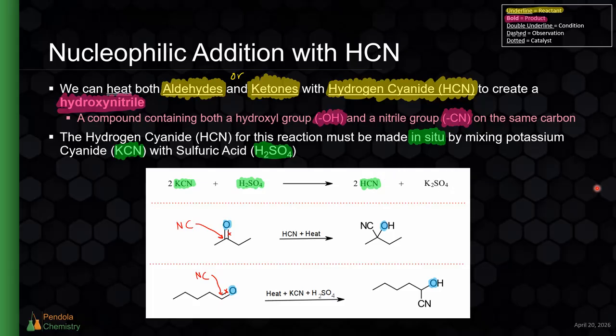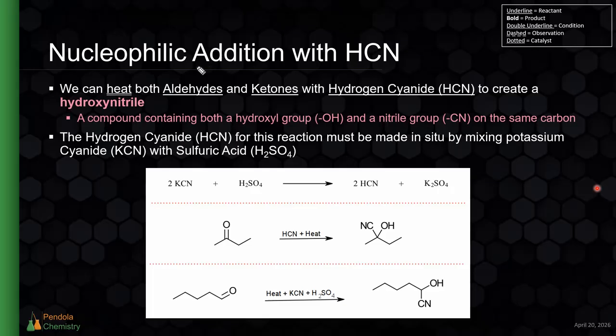So when these two react, they create the hydrogen cyanide, and then the hydrogen cyanide can go in and react with our aldehyde or our ketone to create that hydroxynitrile group. Now, this is a nucleophilic addition reaction. Why is it an addition reaction? Because remember, these have two parts.